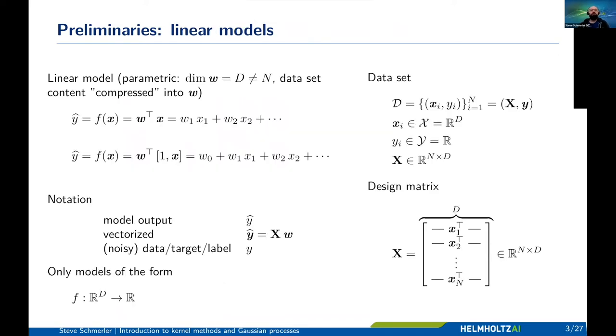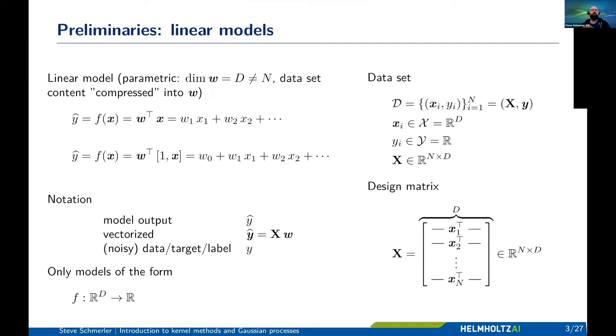To set up some notation that we will use in this talk, we will talk a lot about linear models, which is about the simplest form of a machine learning model that you can find, which is just a sum of inputs weighted by some weights that we fit when we fit the model to the data. The notation we use here, because we need this distinction, is that the model output we will denote with a little hat over y, and our data points or labels or targets, which may contain noise, we will denote as y without the hat. That's just a notational thing.